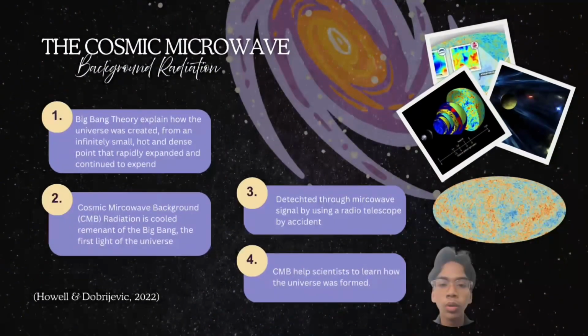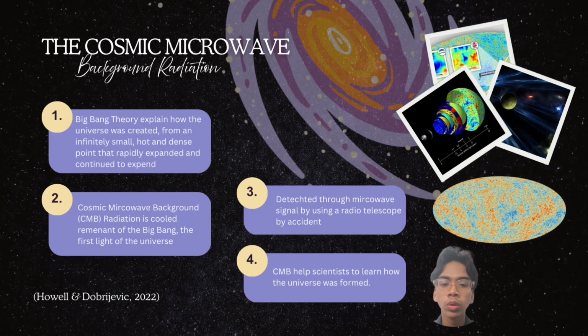Cosmic microwave background radiation. First, the Big Bang theory explains how the universe was created from an infinitely small, hot and dense point that rapidly expanded and continues to expand. Second, cosmic microwave background (CMB) radiation is the cool remnant of the Big Bang, which is the first light of the universe. Third, it was detected through microwave signals by using a radio telescope by accident. And last one is that the CMB helps scientists learn how the universe was formed.